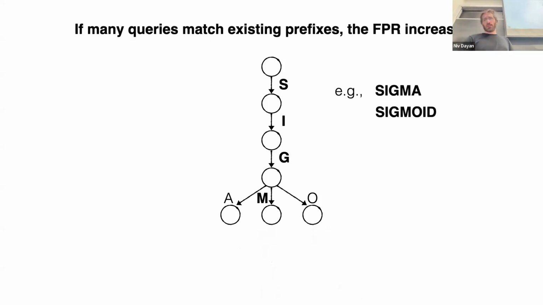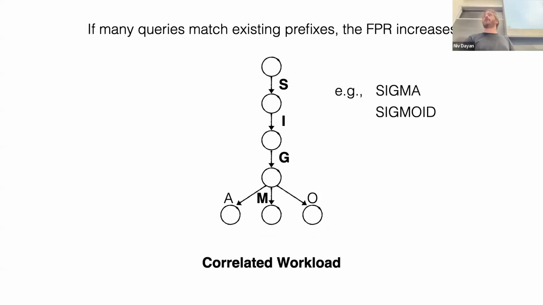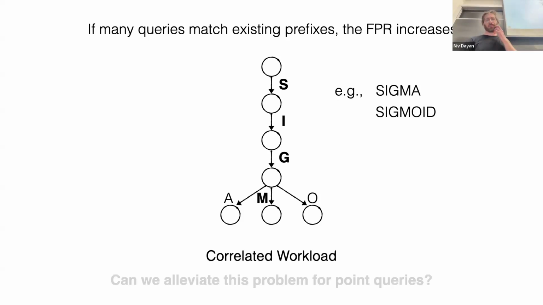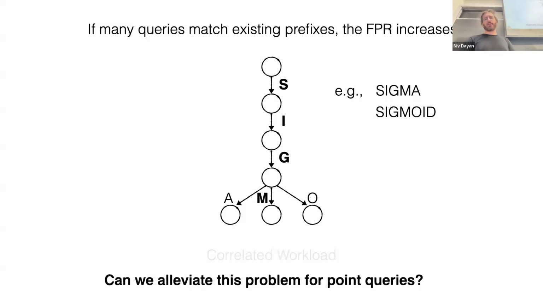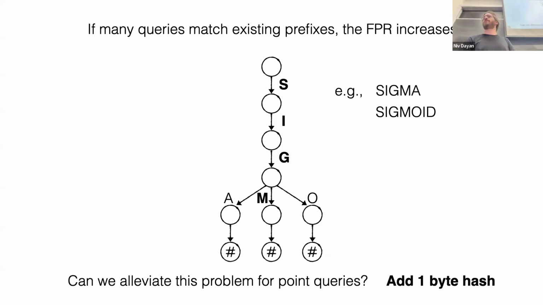So this is why there isn't really a guarantee here, and this is called a correlated workload. A correlated workload means that your query workload is correlated to the actual keys, and for such workloads, which are actually pretty common, you don't really get a good guarantee. For point queries, we can alleviate this problem: you could store a small hash at the edge of each key, but you can't generally do this for range queries.